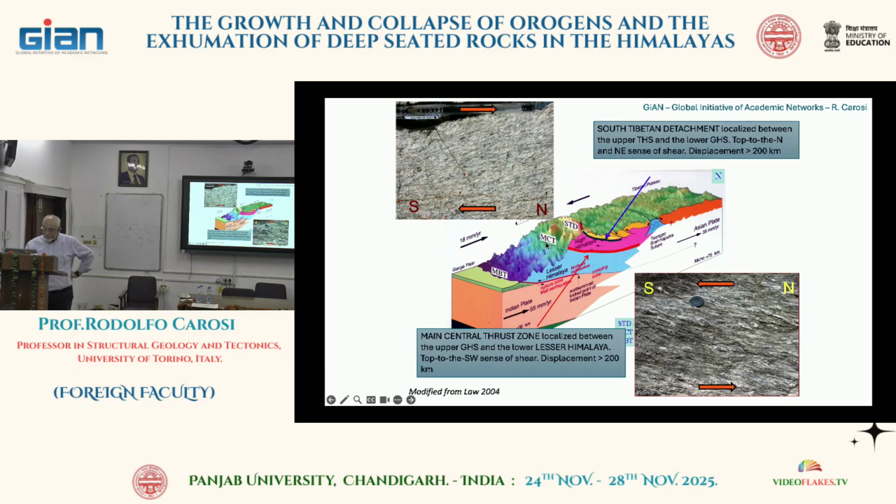Here you can see a picture from the South Tibetan detachment. You can see leucogranite completely deformed, sheared along the detachment. You can see very well C planes and S planes in this leucogranite, with top to the north.